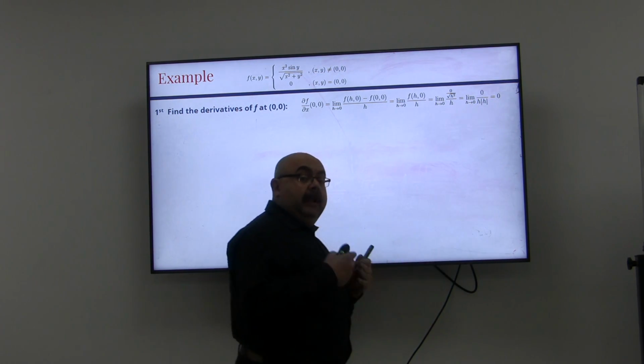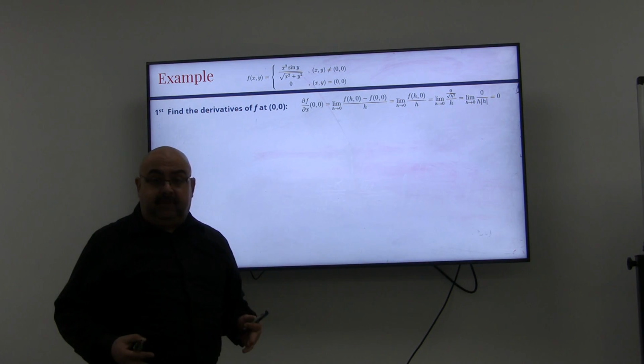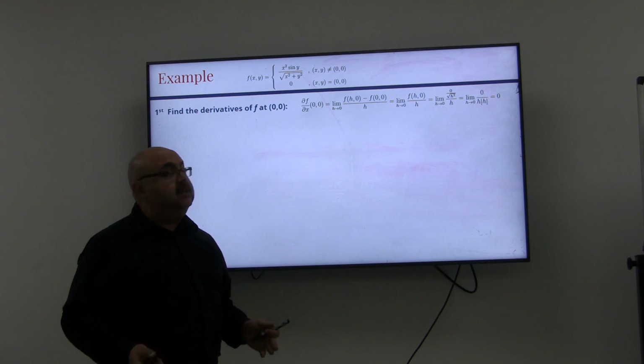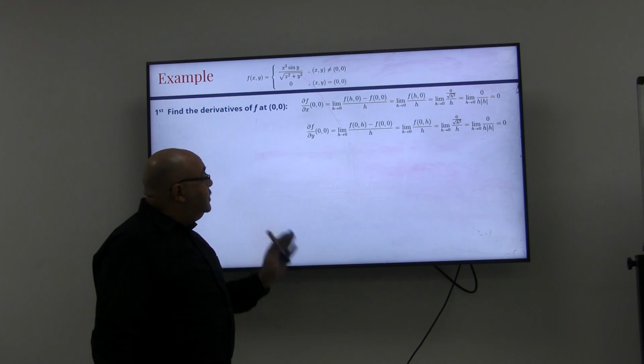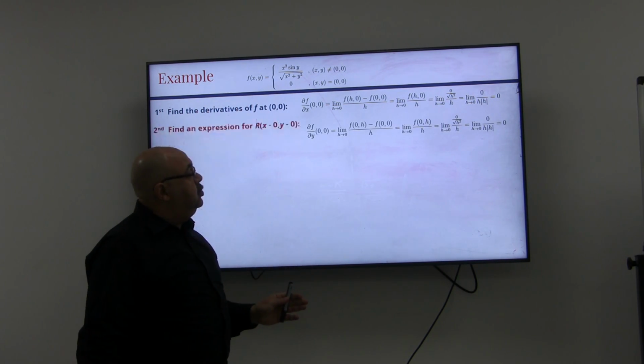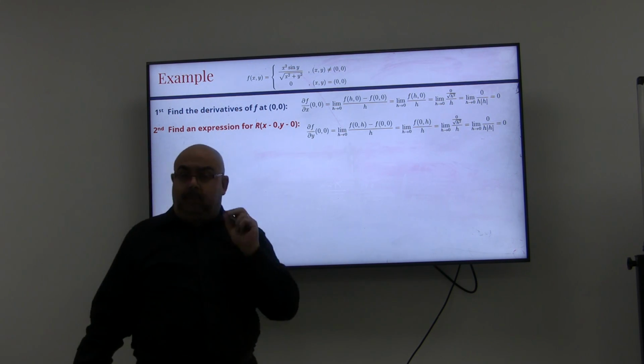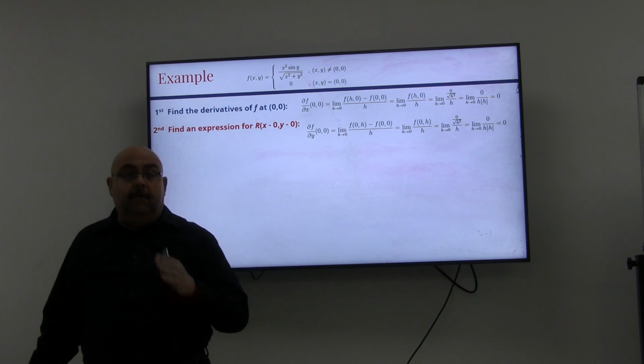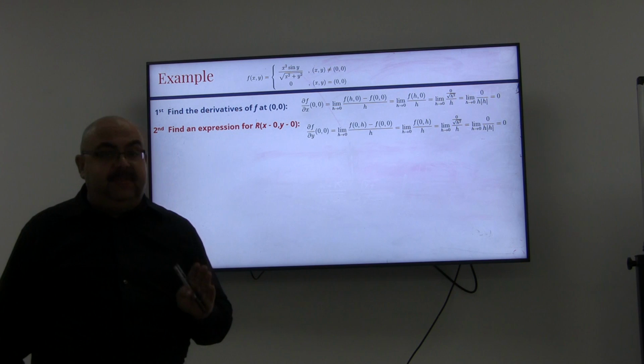So the limit exists, or the partial derivative exists in the direction of x and is equal to 0, and in a similar manner for y, it also exists and is equal to 0. So both partial derivatives exist, both of them equal to 0 at this stage.